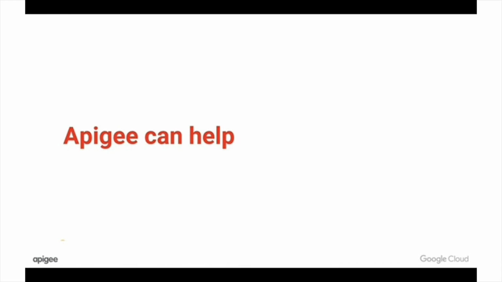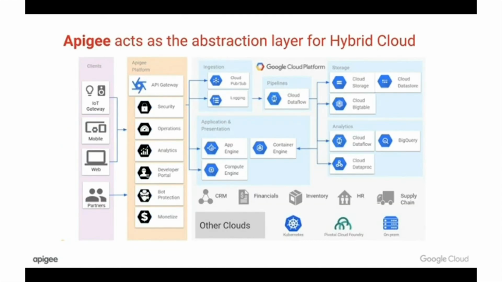And Apigee can help, right? That's the whole premise of some of those journeys. Apigee can help address some of those key problems which we talked about earlier, from iterative migrations to security and things like that. So Apigee acts as an abstraction layer for your hybrid cloud.